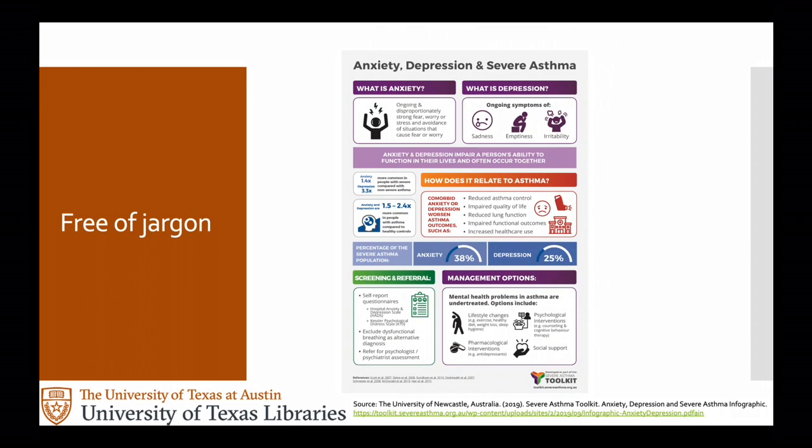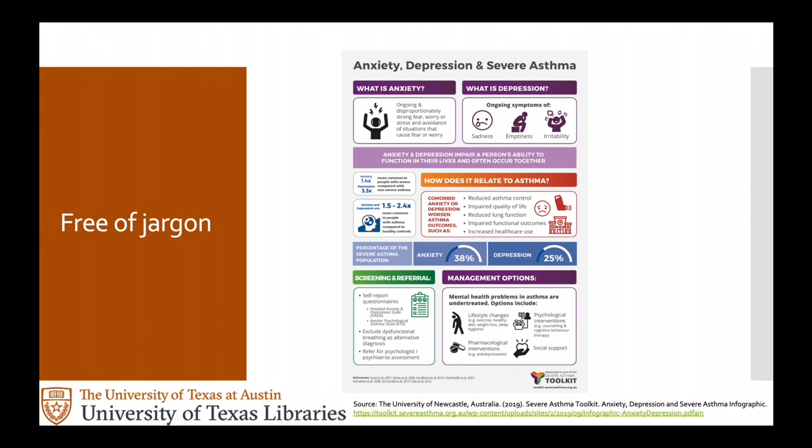When you're developing an infographic, consider the audience. Are you speaking with healthcare professionals, regular people, or kids? This toolkit was designed to help clinicians provide care for people with severe asthma. Although it uses professional terms such as comorbid and outcomes and pharmacological, it's okay because it's targeted at clinicians. If it was targeted towards patients, these terms would be confusing.